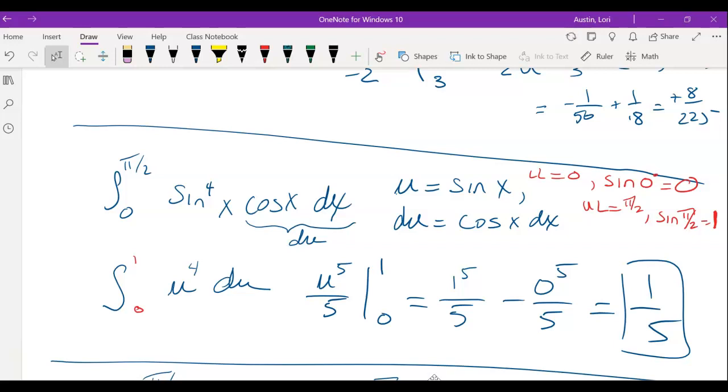Kyle? 5.5. 5.5. Yep, they're both in there, definite and indefinite.